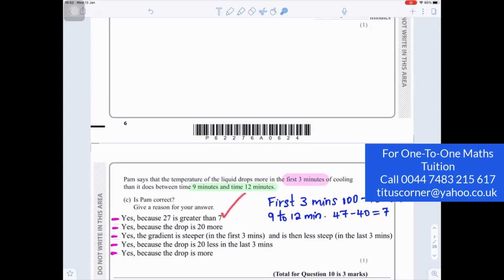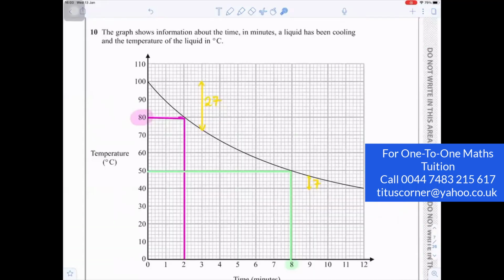If you put the first two, yes, because 27 is greater than 7, and yes, because the drop is 20 or more. And the calculation in blue there shows you that calculation for the drop. And to show the drop in the graph, between 0 and 3 minutes, it dropped from 100 to 73. So that gives you that 27 at the top there.